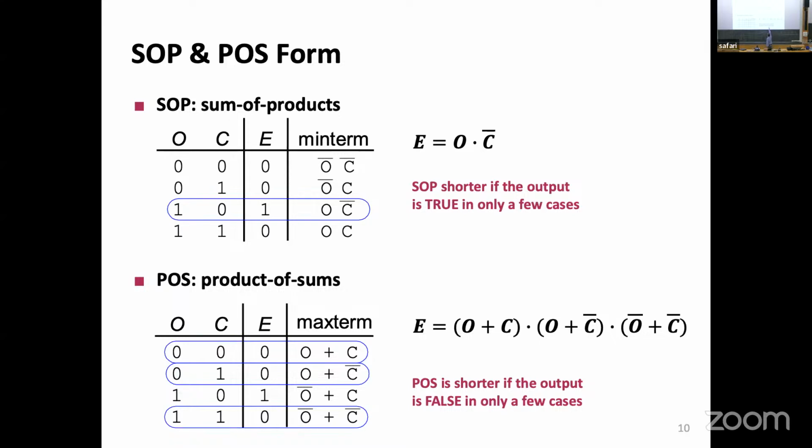Now, so SOP is shorter if the output is true in only a few cases, and product of sums is shorter if the output is false in only a few cases. In this case, it's easy. If it's 50-50, well, pick whatever you like. You know, you might be more of a sum of products kind of person, or you might be more of a product of sums kind of person. Any questions so far?